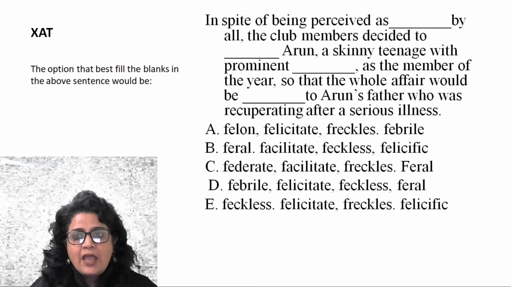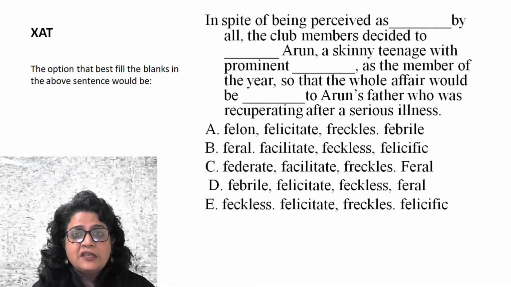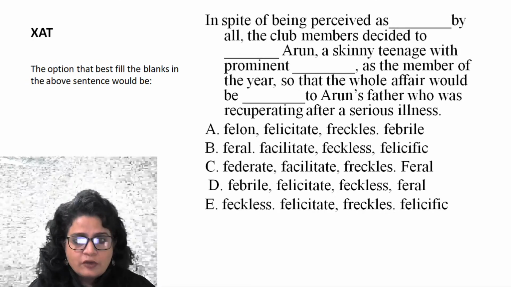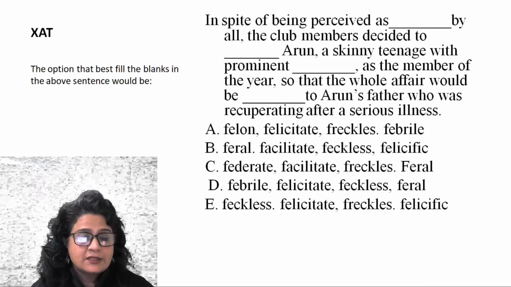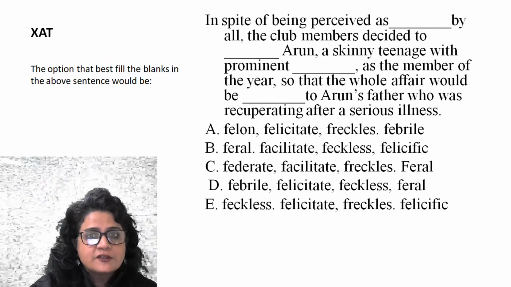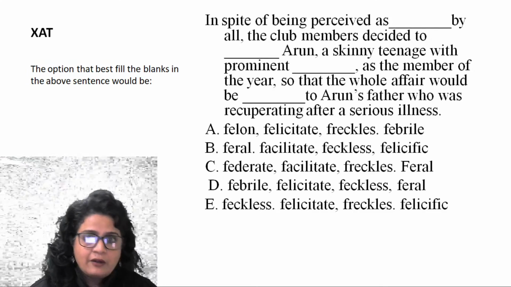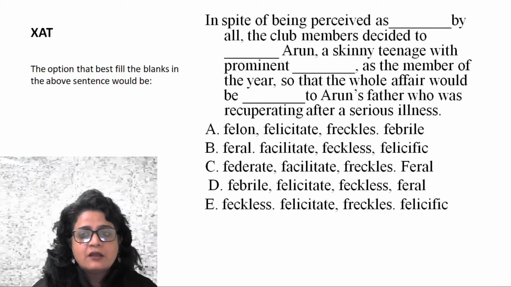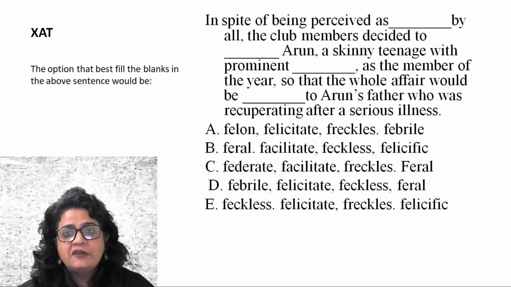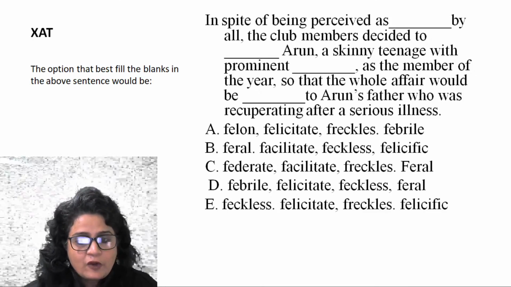And as the member of the year, so that the whole affair would be felicific to Arun's father, who was recuperating after a serious illness. So club did this, though he was a feckless man. Arun was feckless, right? Not very strong character-wise. But they decided to felicitate because they wanted the affair to be felicific to Arun's father. Something which brings happiness. Alright?